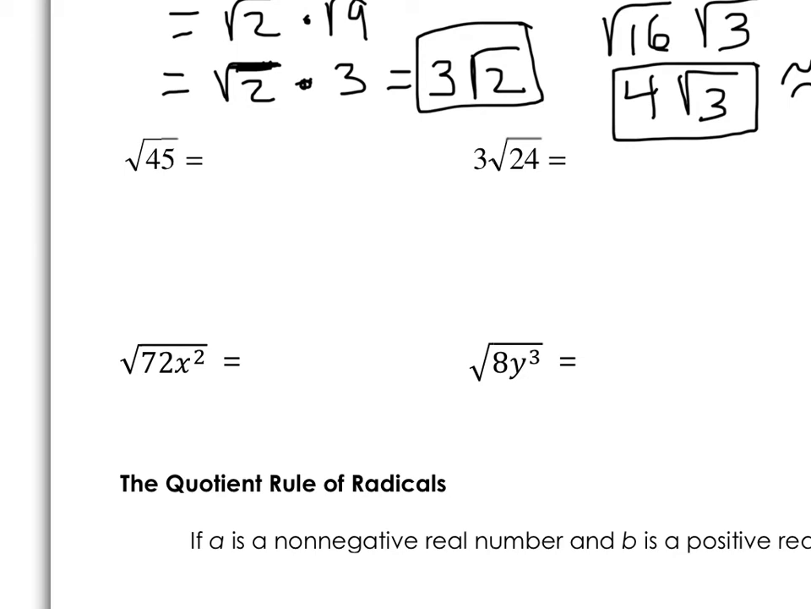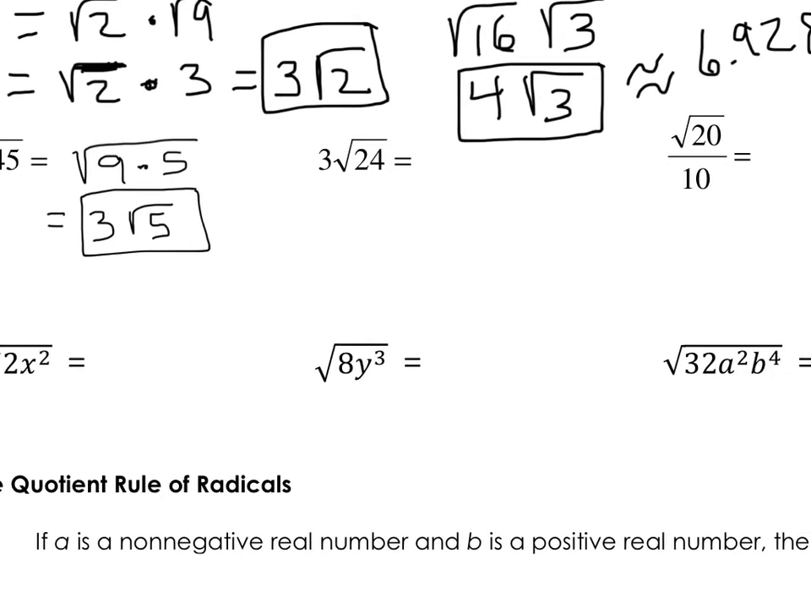Square root of 45. We're going to factor it into what we can take the square root of, the largest perfect square factor. 45 is 9, and 9 is a perfect square, times 5. Square root of 9 is 3. I can't take the square root of 5, so it has to stay under the radical. So our simplified version is 3 radical 5.